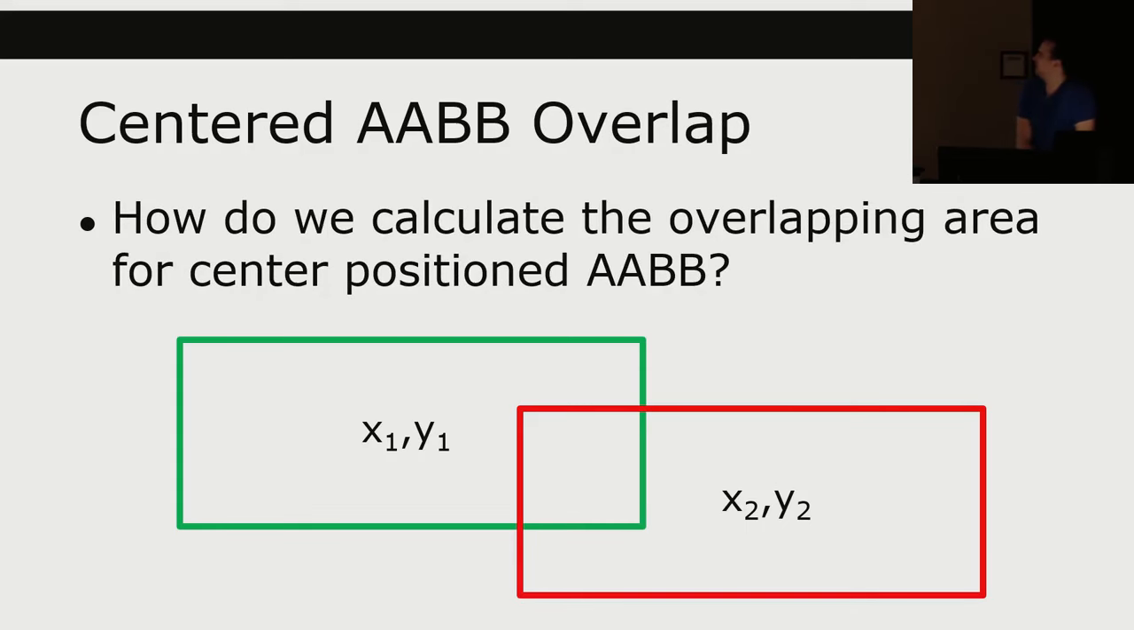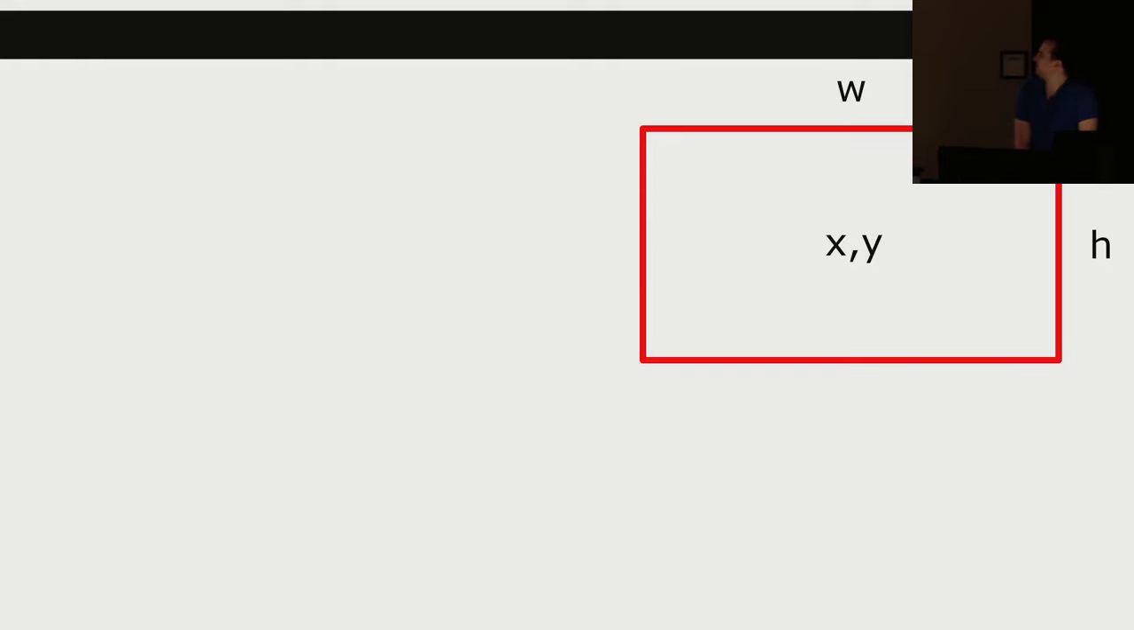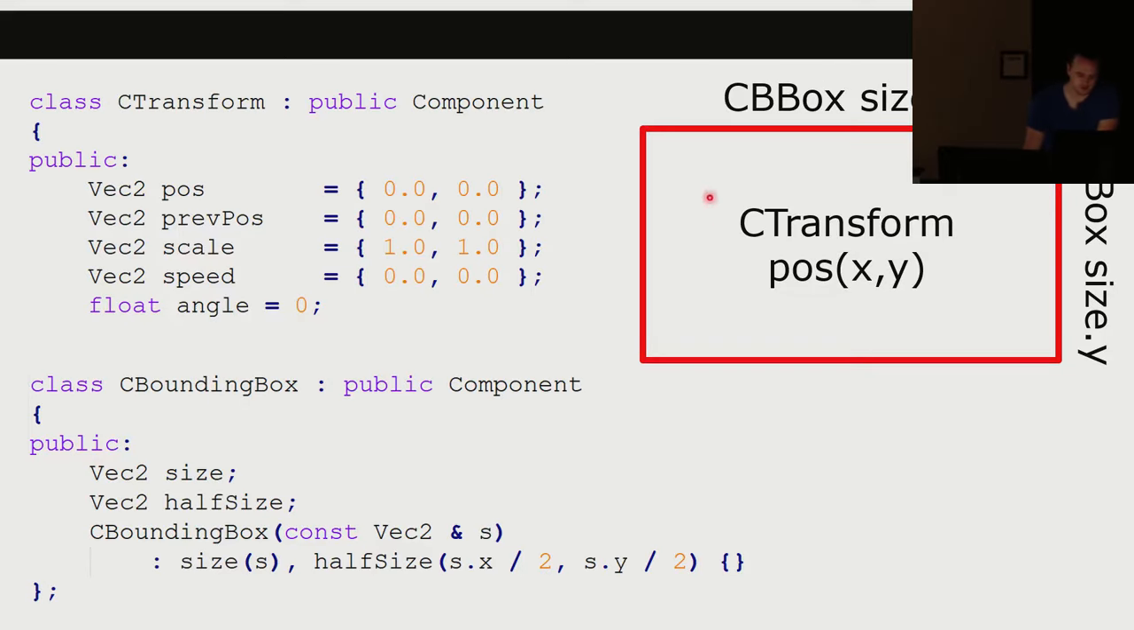How do I calculate the overlapping area for a center-positioned axis-aligned bounding box? This is going to be crucial to assignment 3 because we're making a Mario clone and we want to be able to intersect bounding boxes. So if we have a rectangle specified by x, y as the midpoint, w as the width, and h as the height, inside our entity we are going to have two components which we're going to deal with to do this.